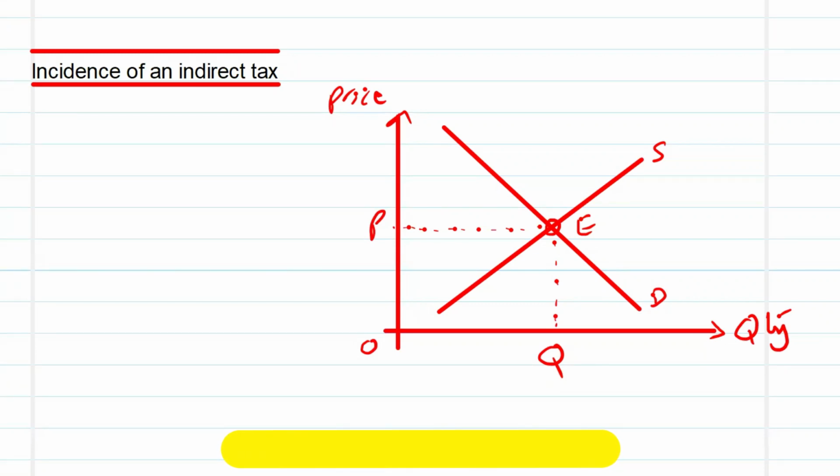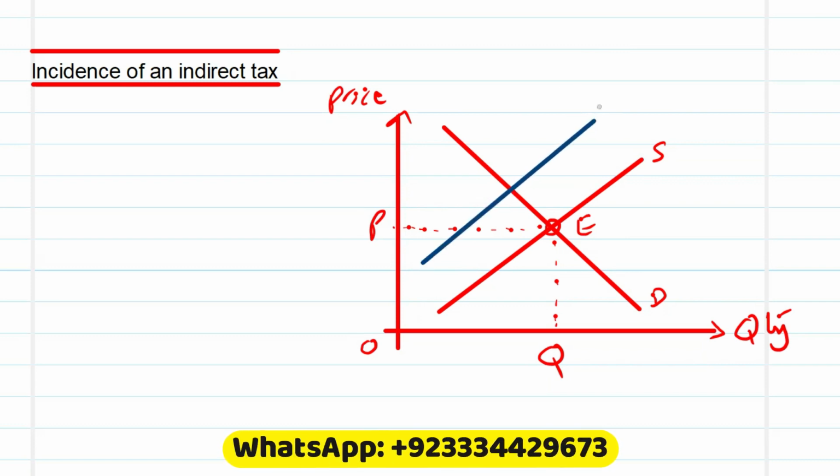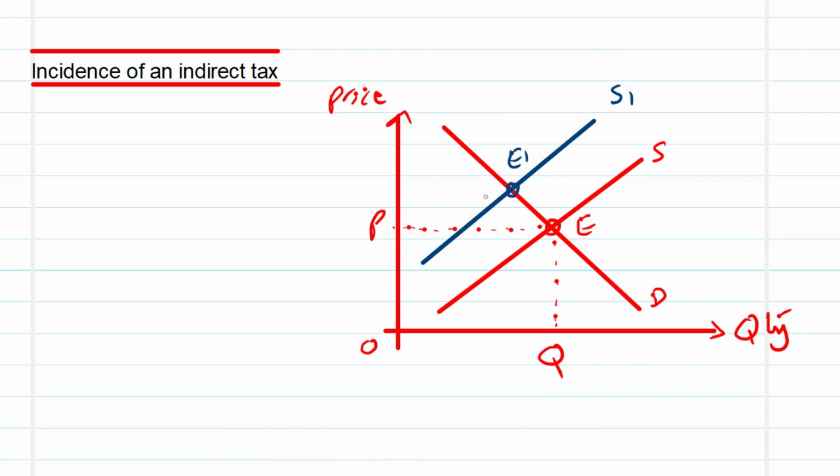Okay, so initially we have demand curve D and supply curve S, while equilibrium takes place at E, price is P and quantity is Q. Whenever government imposes indirect tax, it shifts supply curve to the left. So the new supply curve is S1 and new equilibrium takes place at E1, and the new equilibrium price that consumers will pay is P1. And if we draw perpendicular, we will get another quantity that is Q1, which is lesser than earlier.